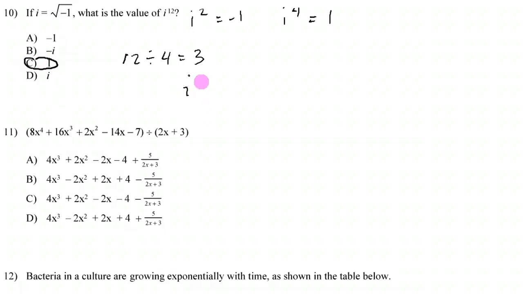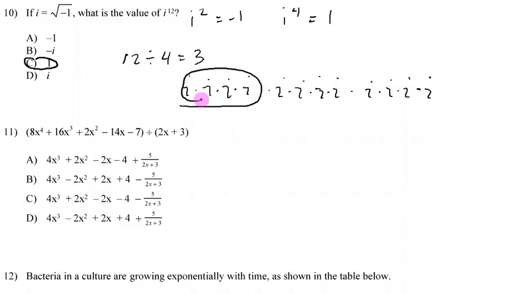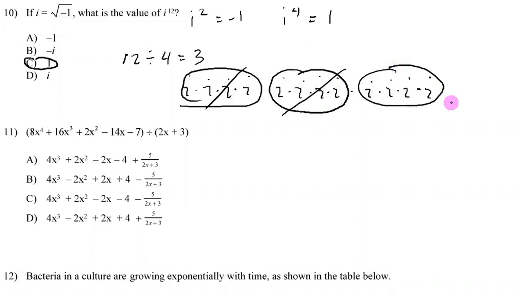But for those of you guys who need to see it out, we can actually write this 4 times, 8 times, and 12 times. And remember, i to the fourth, well, that's just 1, so it cancels out, because 1 times anything cancels out. Here I have another one, so that cancels out. Another one, well, that's just 1, so we just get 1 as our answer.